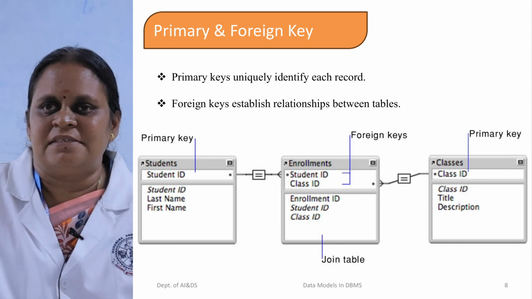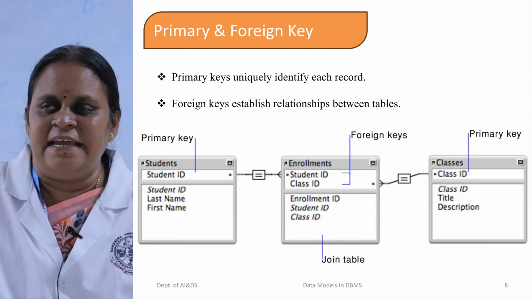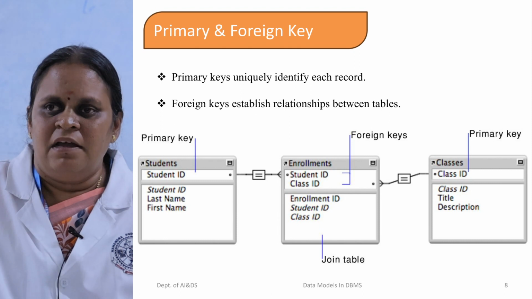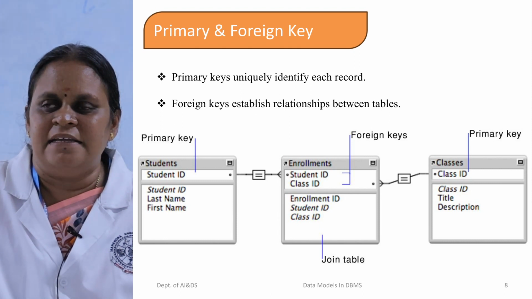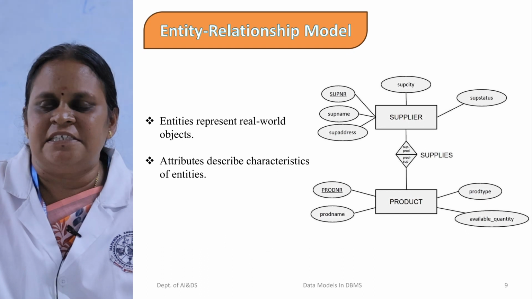Primary and foreign keys. A primary key is the unique key to identify each record in the table. The foreign key establishes the relationship between the tables. The student ID is the primary key of the table. The student ID and the class ID are in the table, where the class ID is a foreign key and refers to the primary key of the other table.